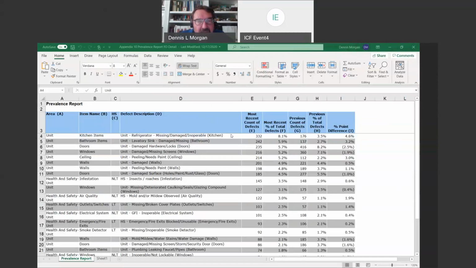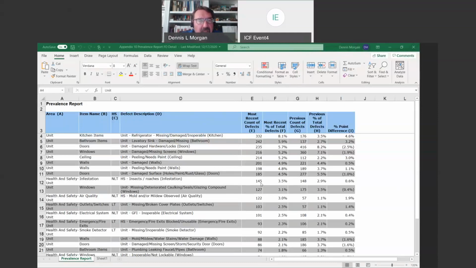In my kitchen, I have a systemic issue with refrigerators, and it could be that I have a problem with the units that I'm buying, or that we're not addressing it. It went from 176 to 332. In other words, I'm trending in the wrong direction. Here you see that I have a health and safety issue with infestation, insects, roaches. I'm going from 148 to 145, but it's still 3.5% of my inspection protocol showing a high level of infestation.